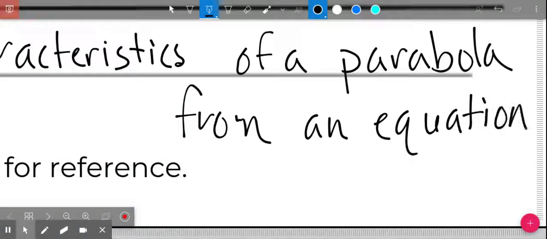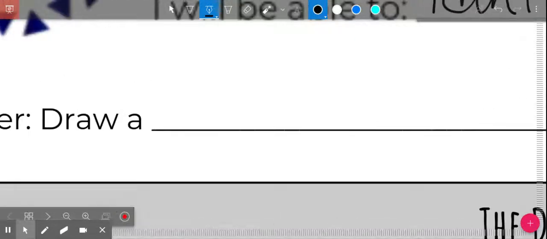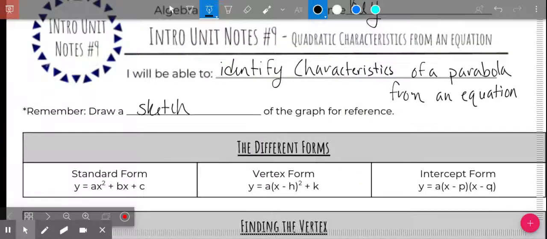So instead of giving you the graph, I will give you an equation and we're going to identify some pieces. So the first thing we need to know is that you can always sketch a graph to reference. So draw a sketch. Use the calculator, draw a sketch of the graph for reference. If ever you're like, I don't actually really know what that looks like, then you can put it in your calculator and sketch it.